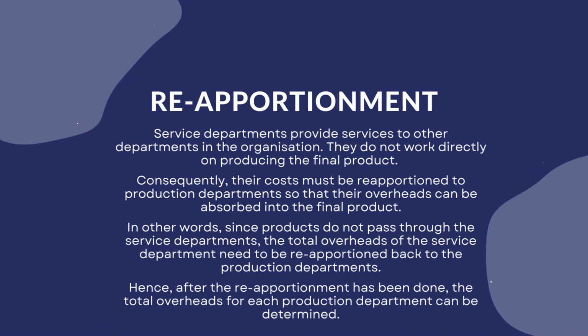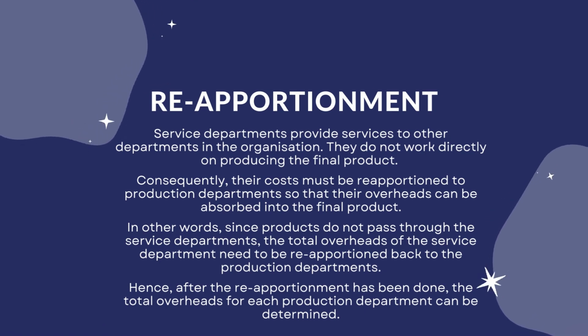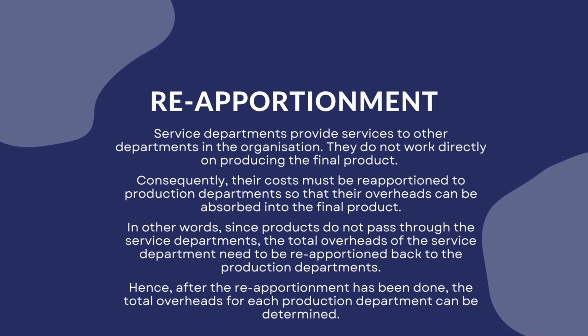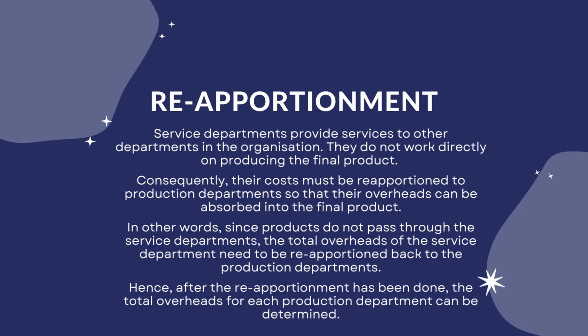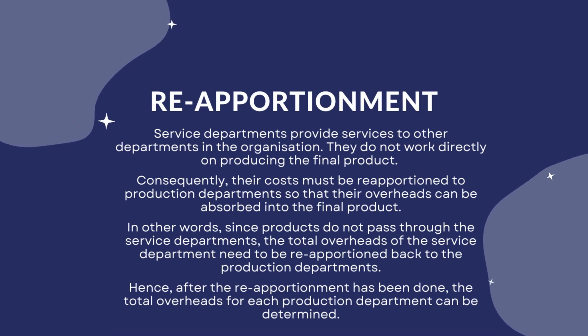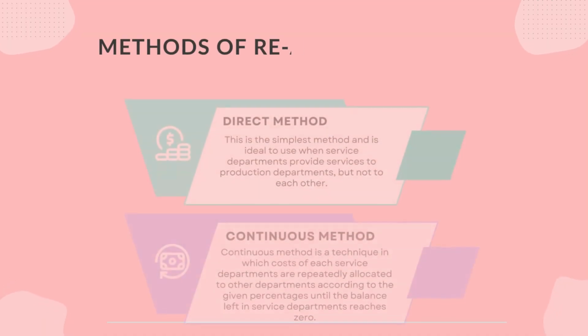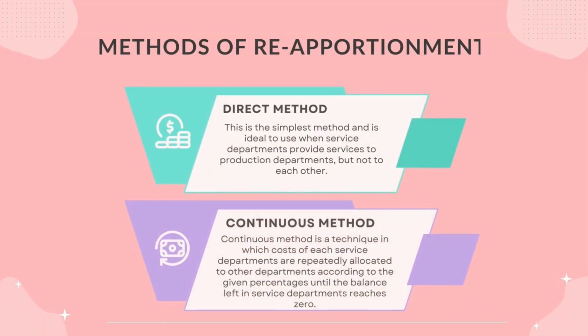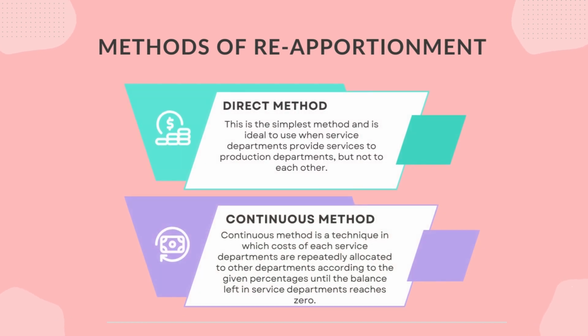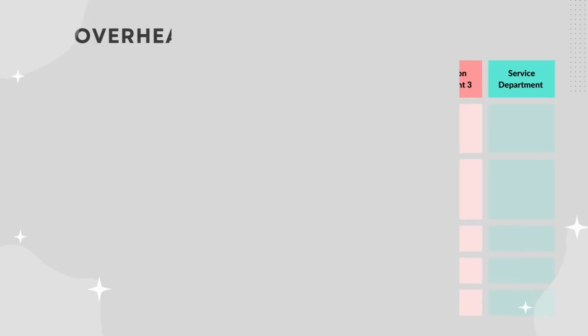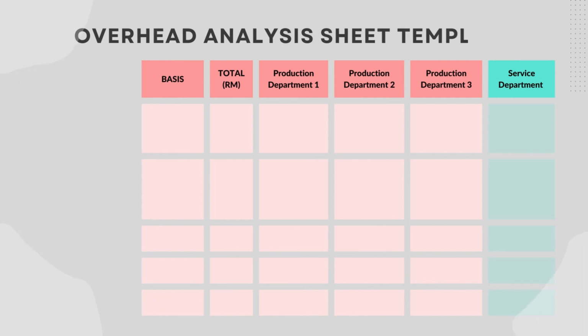In other words, since products do not pass through the service departments, the total overheads of the service department need to be reapportioned back to the production departments. Hence, after the reapportionment has been done, the total overheads for each production department can be determined. Methods of reapportionment: there are direct and continuous methods. This is an example of an overhead analysis sheet template.